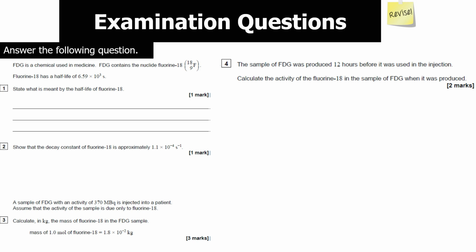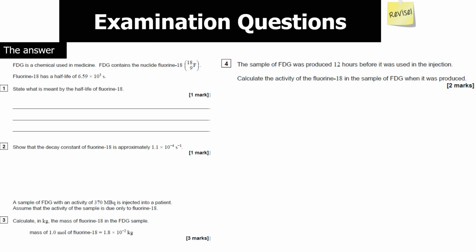Then a sample of FDG with an activity of 370 megabecquerels is injected into a patient. Assuming that the activity of the sample is due only to fluorine-18, calculate, in kilograms, the mass of fluorine-18 in the FDG sample. Then the sample of FDG was produced 12 hours before it was used in the injection. Calculate the activity of fluorine-18 in the sample of FDG when it was produced. So pause the video now, then unpause the video when you want to go through your answer.